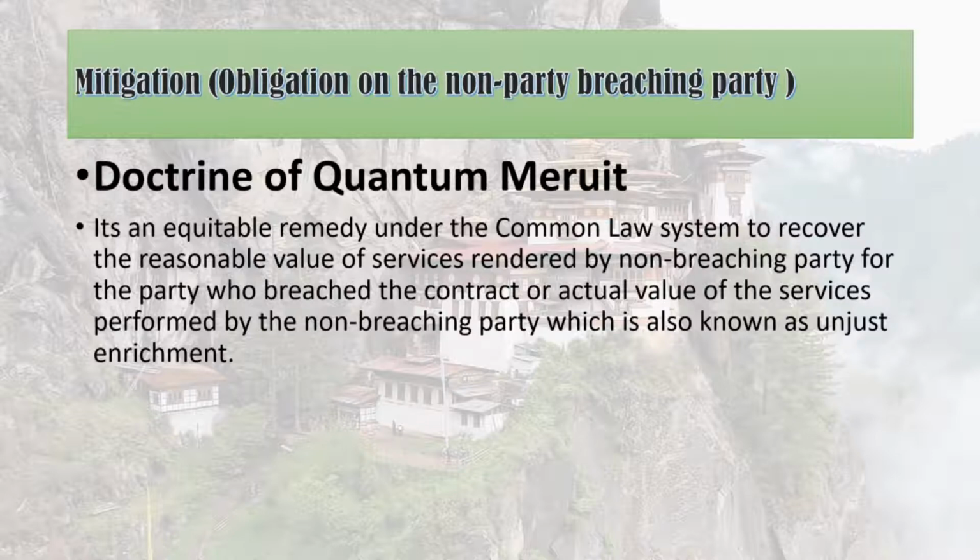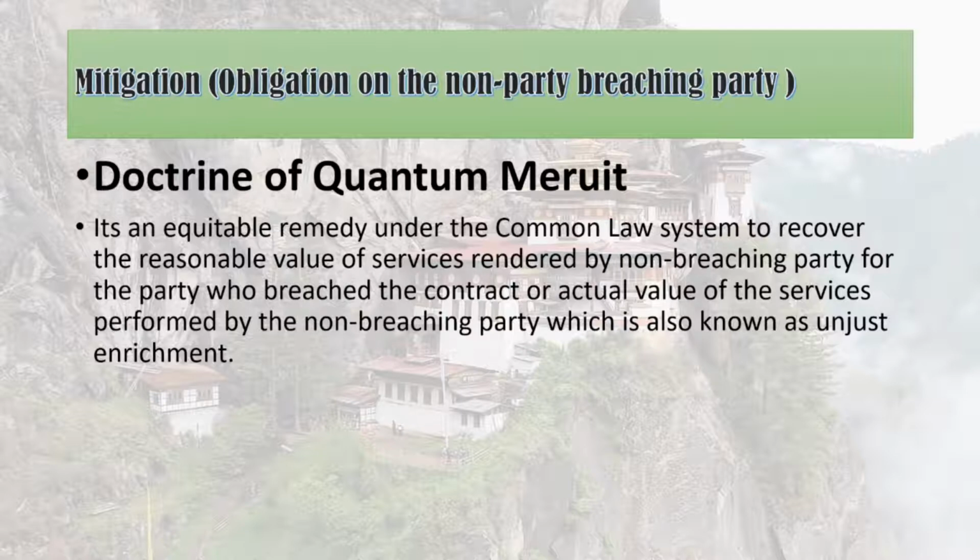It is an equitable damage remedy under the common law systems to recover the reasonable value of services rendered by the non-breaching party for the party who breached the contract, or the actual value of services performed by the non-breaching party, which is also known as unjust enrichment. So this means if the plaintiff does not recover the reasonable value of services rendered in the absence of an express contract and unjustly enriches the opposing party, the defendant, that is known as the doctrine of quantum merit.